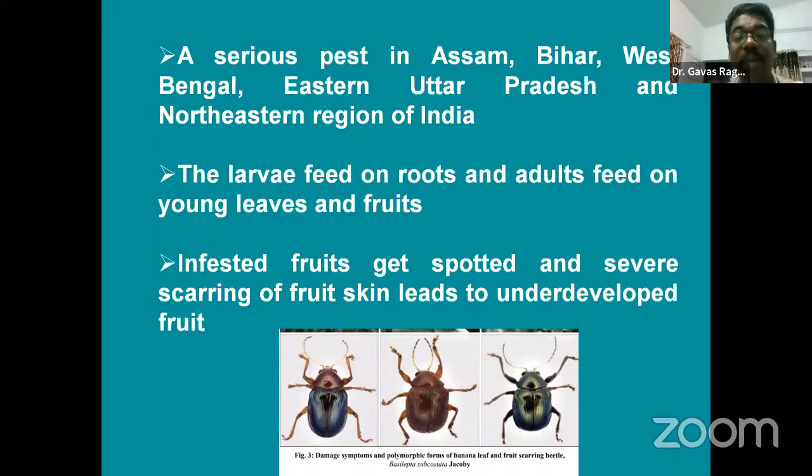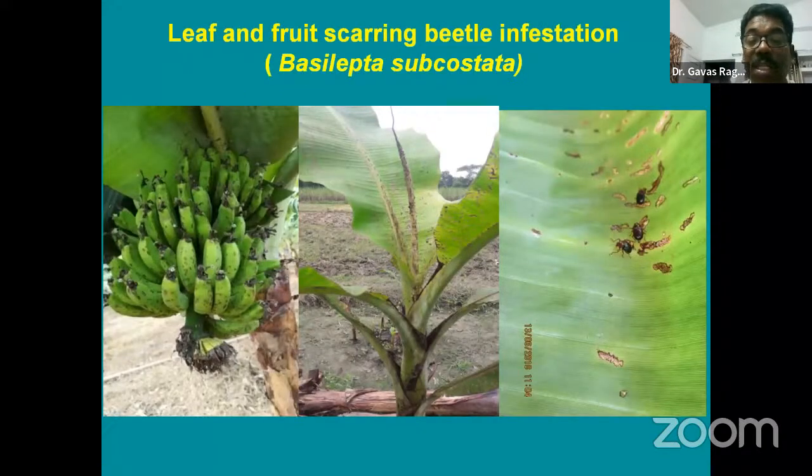The larvae of these beetles feed on the roots and the adults feed on the young leaves and fruits. The infested fruits get spotted, and severe scarring of the fruit skin leads to underdeveloped fruit formation. I'll show you some of the pictures. See, you can see the leaf is severely damaged, with extensive feeding on the leaves and also on the fruit.